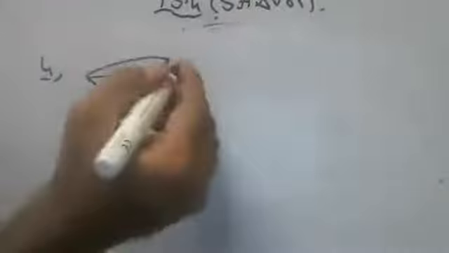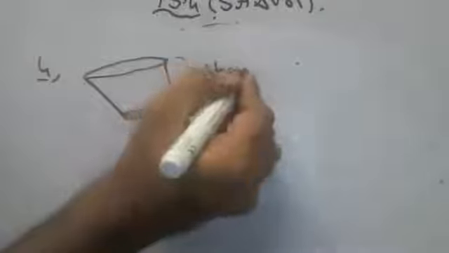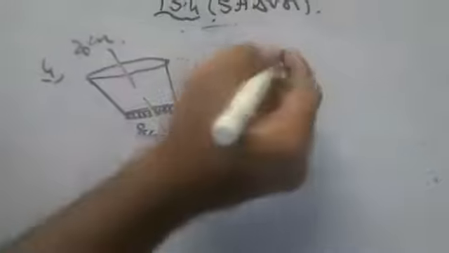The height is 16 centimeters. This is 16 centimeters. And the radii of the lower and upper ends are 8 and 20. This is 8 centimeters. This is 20 centimeters. Find the cost of milk at 20 rupees per liter.